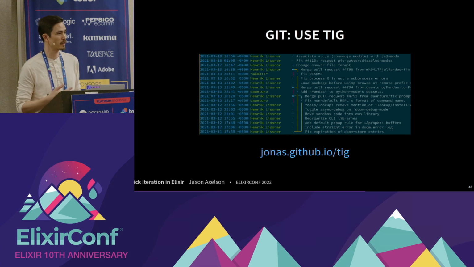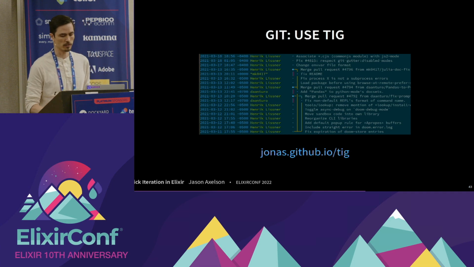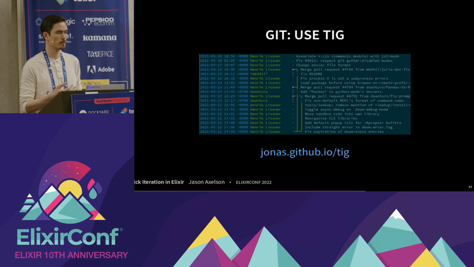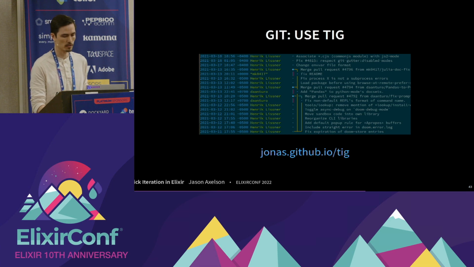Also, if you're using the command line a lot, I recommend using TIG. It's a really great command line Git client. It's super fast, and you can browse and see what all the commits are. You can get the SHAs and the details of what changed.